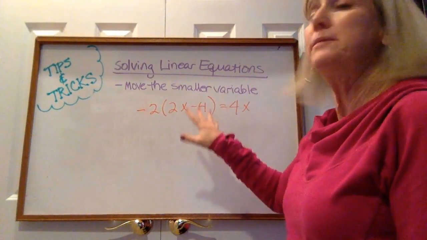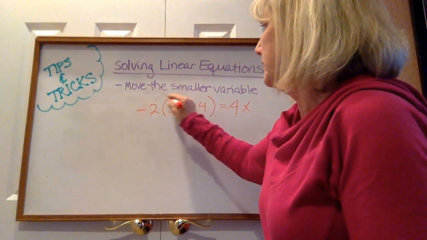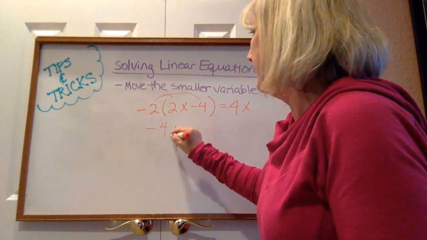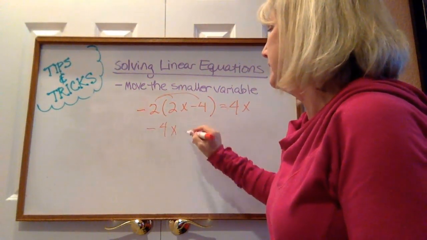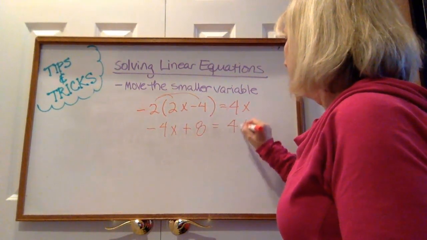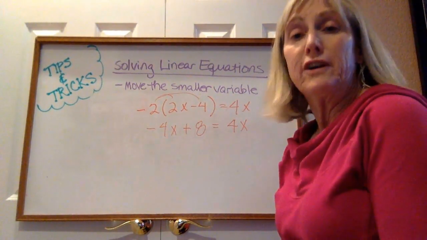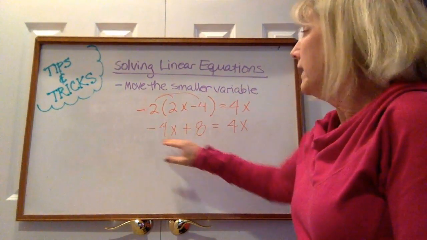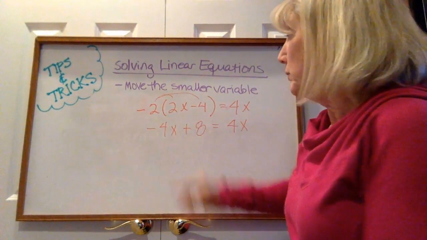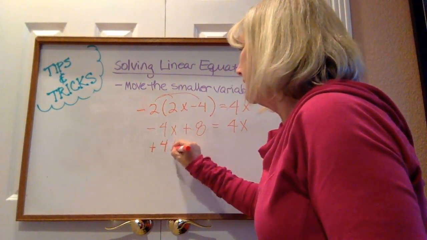So this is a little simpler, but it has a little trick that I want to point out to you. So again, we want to simplify both sides. So this would be negative 4x. Negative 2 times negative 4 is plus 8 equals 4x. Now, the question here is, which variable is smaller? Well, a negative is always smaller than a positive. So in this case, we want to move the negative. So we're going to add 4x to both sides.